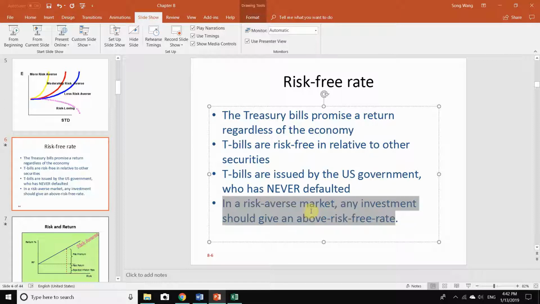And in a risk-averse market, any investment should give an above risk-free rate. Okay, so let's say the U.S. government gives a T-bill rate that promises a 2% return per year, then any investment should give a return higher than 2%. If an investment gives a 1% rate, then this investment will not exist because no one would invest in it. As long as this investment has certain risk, if the return is lower than the government bill rate, then no one will invest in it, so it will disappear.